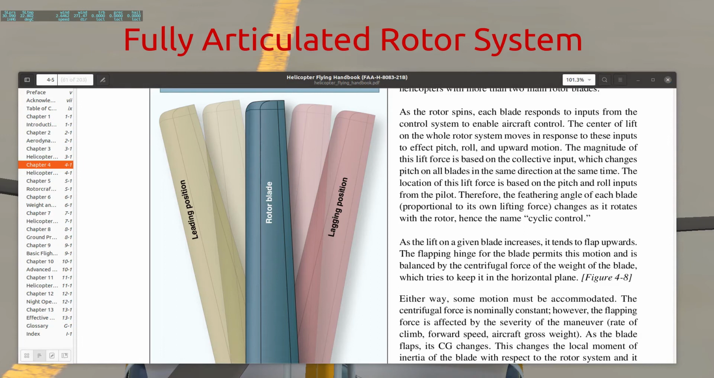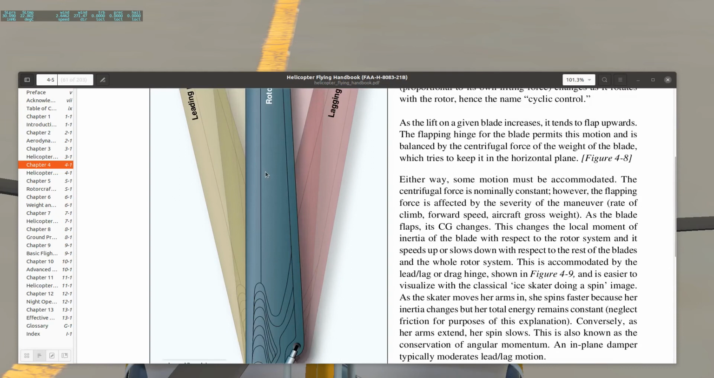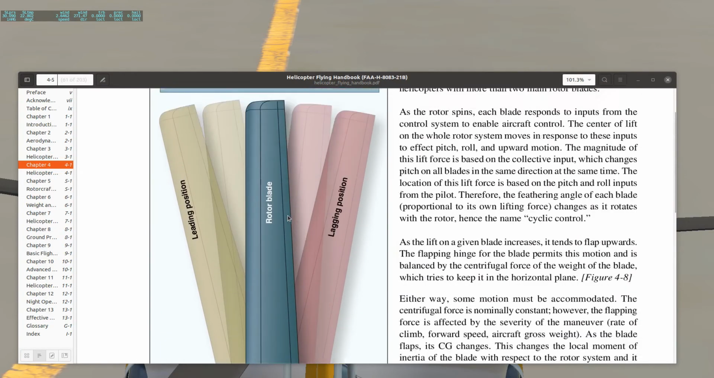Okay, so let's talk about the fully articulated system. That's a pretty popular system that you will find in things like your trusty Schweitzer and other helicopters. It's pretty popular with multi-bladed helicopters, you know, above two, that is. So you're going to have different hinges, and we'll look at the helicopter in a second. And one of those is the lead lag, or sometimes called the drag hinge. And what does that do?